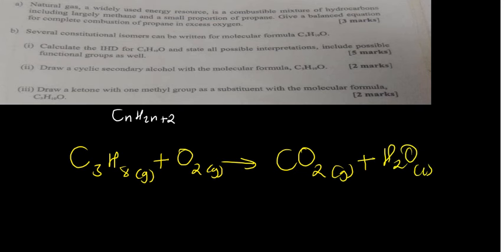So to be able to balance the carbons, I'm going to put a 3 here because I've got 3 carbons. And then I'll balance the hydrogens. We've got 8 hydrogens on that side. I'm going to put here a 4 to balance it. Now we can see 3 times 2, that will give us 6 oxygens, and then 4 oxygens this side, giving us a total of 10 oxygens. So to make them 10, I'm going to put a 5 there. So that is a balanced equation for the complete combustion of propane.